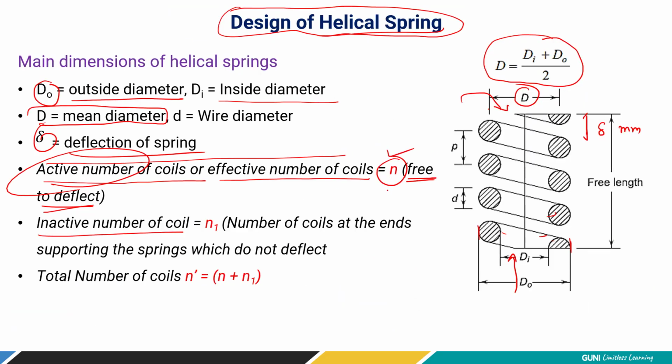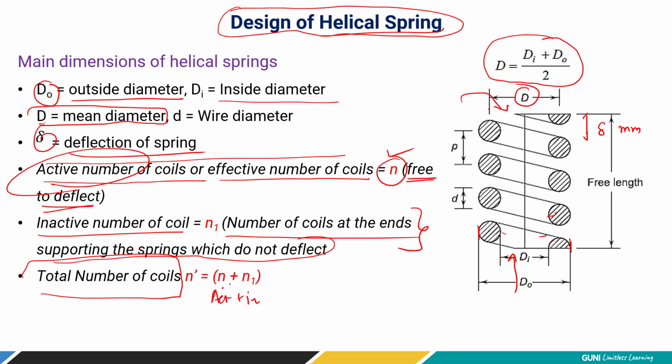Here active is referred to as N and inactive as N1, the number of coils at the end supporting the spring which do not deflect. Now total coils is simply the summation of active and inactive, that is N plus N1. That is referred to as the total number of coils.